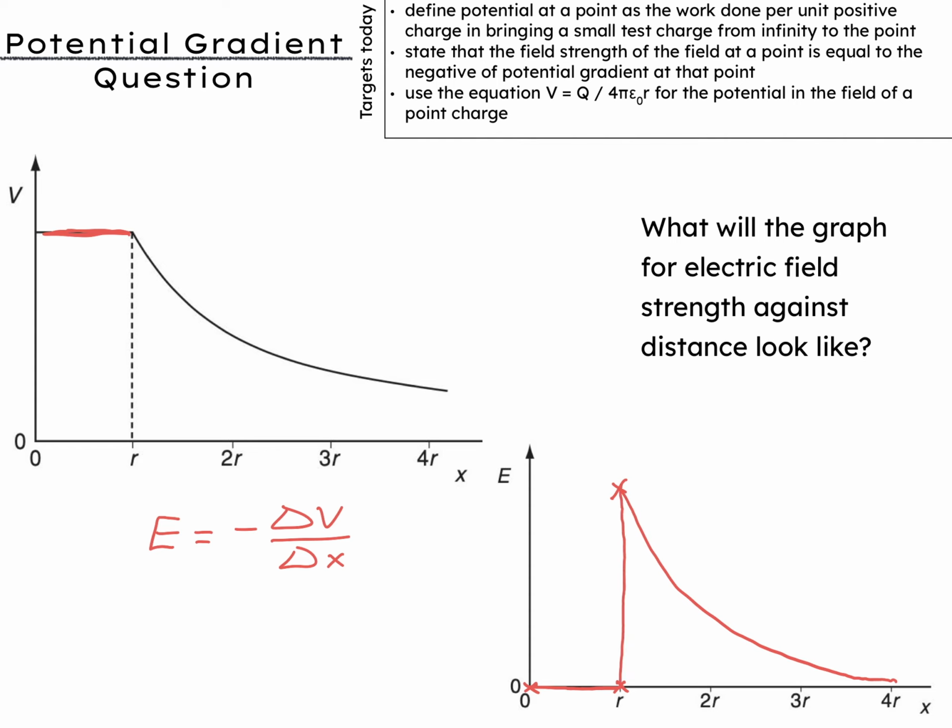I'm not worried about the exact gradient, but I happen to know it'll be steeper than the potential one because E equals kq over x squared. I also know it won't reach 0, so I'll be careful there.